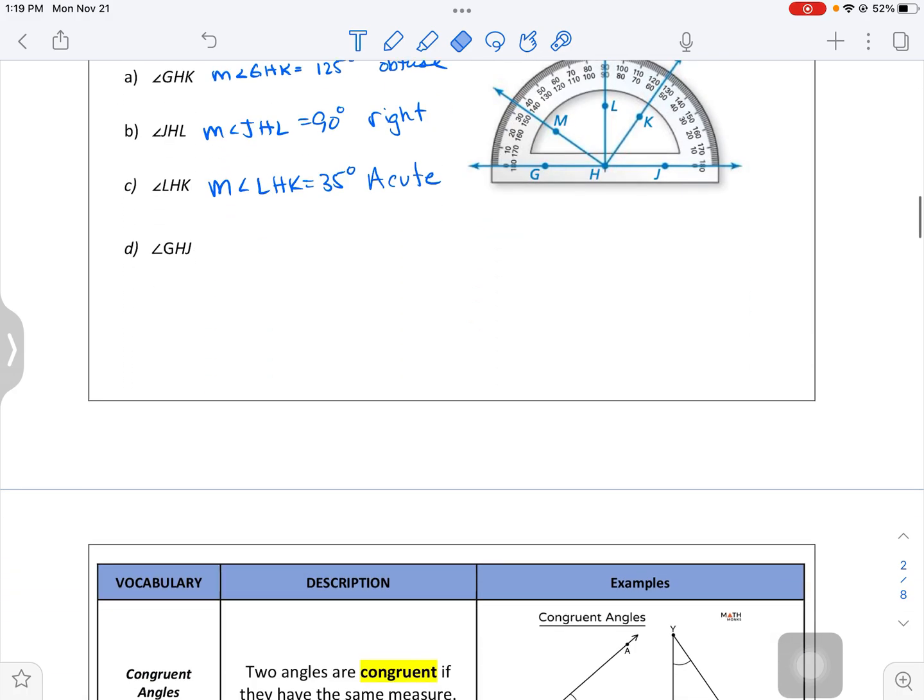Okay, now I gotta go GHJ. So I go from G to H to J. Notice that's a straight line. Straight lines are always 180 degrees. And we call that a straight angle.